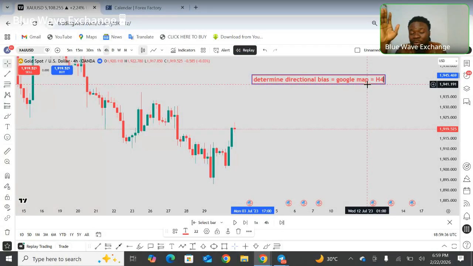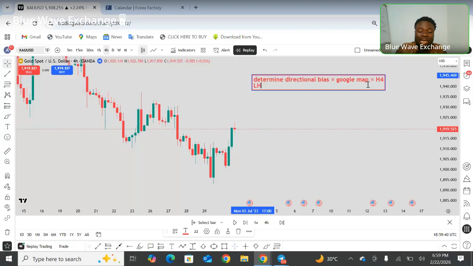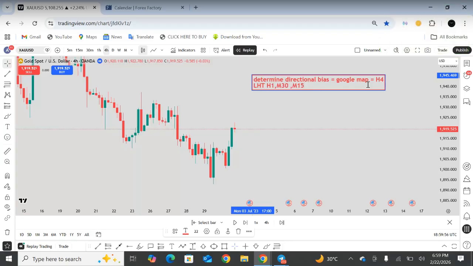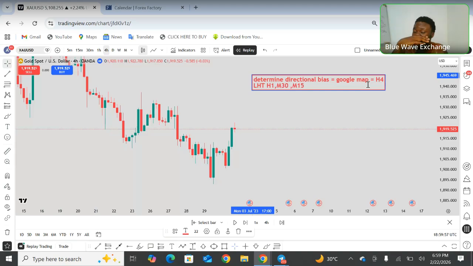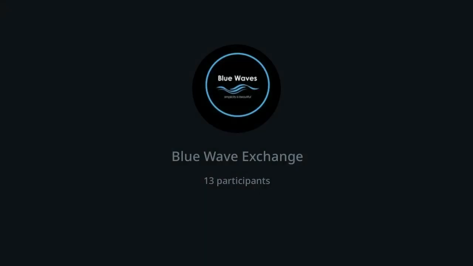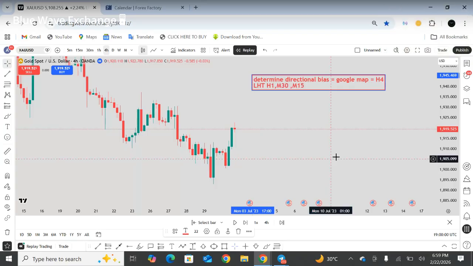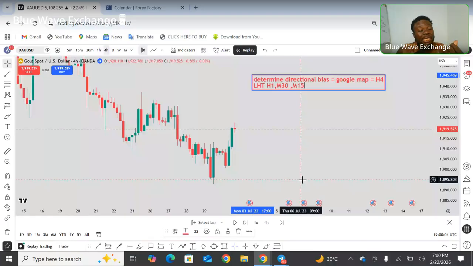After that, I have to make sure the higher time frame and the lower time frame align. The lower time frame can be the H1 time frame, the M30 time frame, or the M15 time frame. I don't know whether in the future maybe I will be considering the 5 minutes, but for now these are the lower time frames I mostly consider. I don't consider the 5 minutes or the 1 minute time frame. Maybe in the future I might, but now I don't see the reason I have to use the M5 or the M1 time frame. You get it?